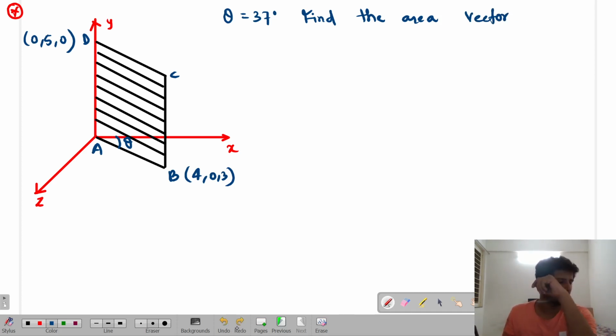Okay, find the area vector. They are saying that this is a particular square of length 5 meters.